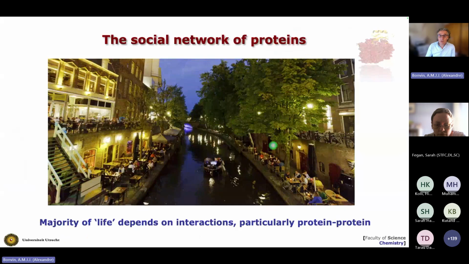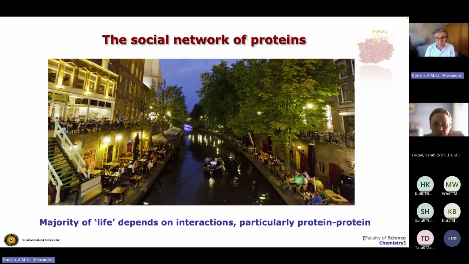What you see here is the center of Utrecht, and my talk is about the social network of proteins. If you come to the Netherlands, you have to come to Utrecht. It's much better than Amsterdam. Most people know Amsterdam, but what we have in Utrecht that you don't see in Amsterdam is this water level, full of terraces, full of restaurants, where a lot of social interactions happen at a microscopic level.